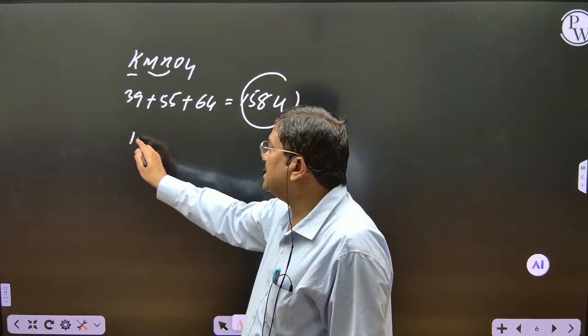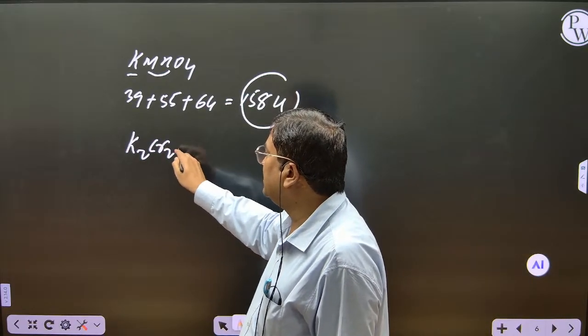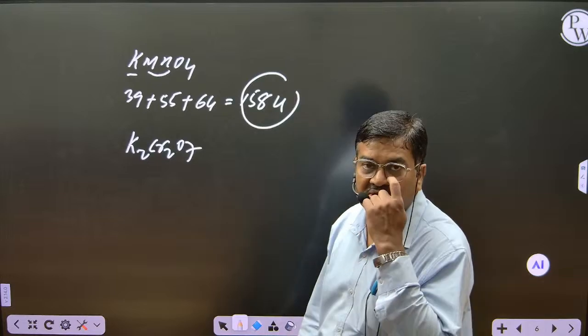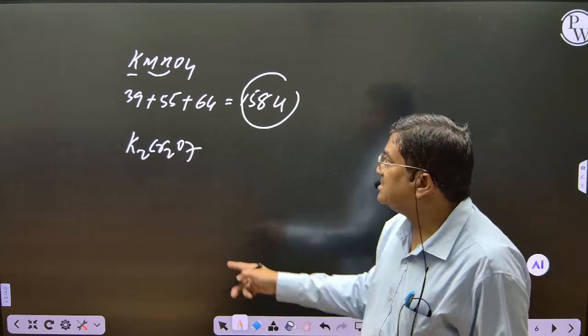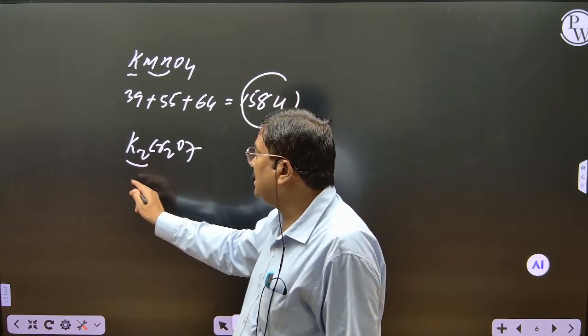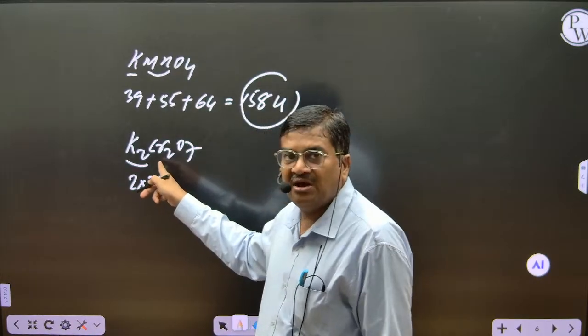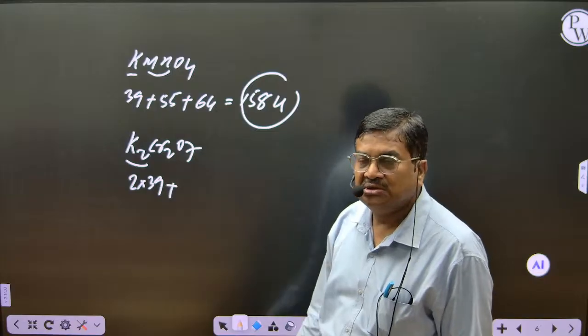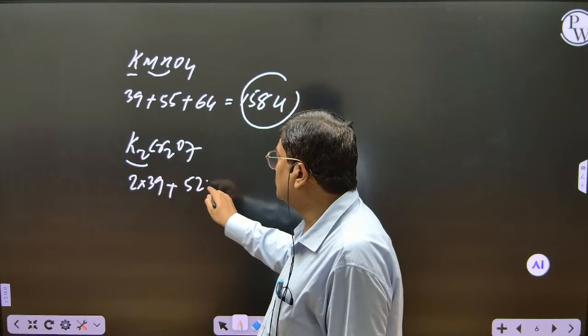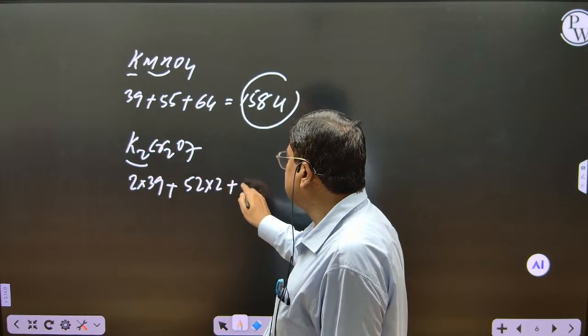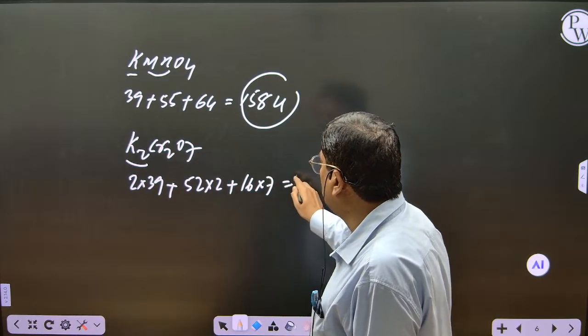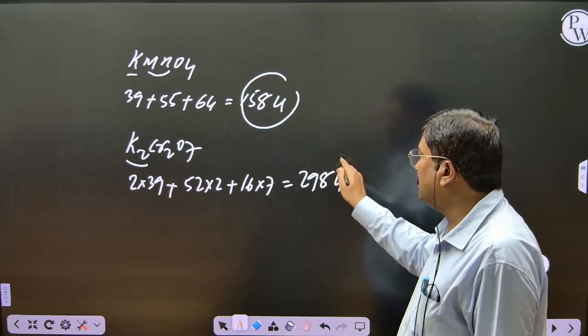Same way you take potassium dichromate. What is the formula of potassium dichromate? K2Cr2O7. Now potassium, how many are there? 2 are there. 39 twos. 2 into 39 plus each chromium will have 52. 52 twos. 52 into 2 plus 16 sevens. On simplifying you get 298. Check, it comes 298 U.